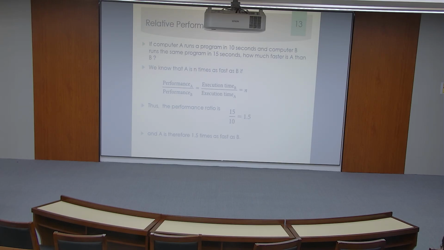We need to know how much faster computer A is than computer B, because we have seen from the description that computer A is faster: it runs the same program in 10 seconds, whereas computer B runs it in 15 seconds, which means computer B requires more time to handle the same task than computer A. So we need to know how much faster computer A is. We have performance.